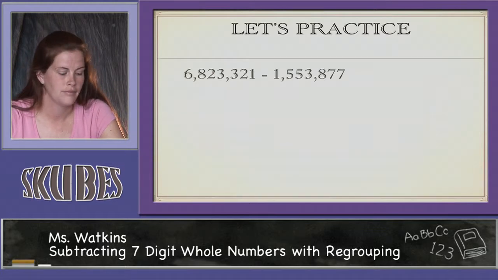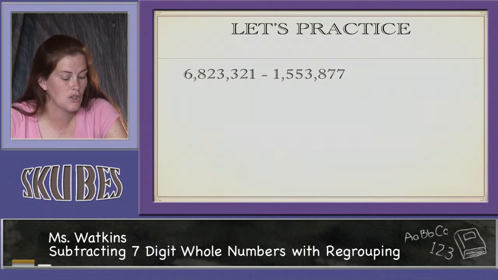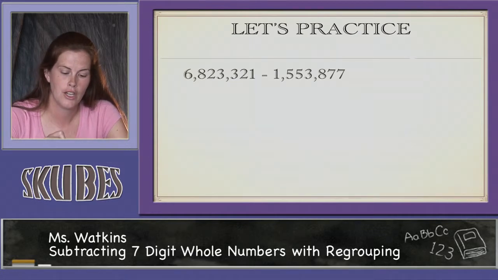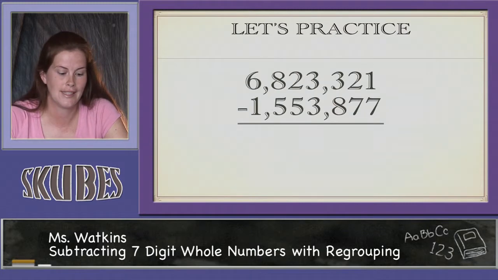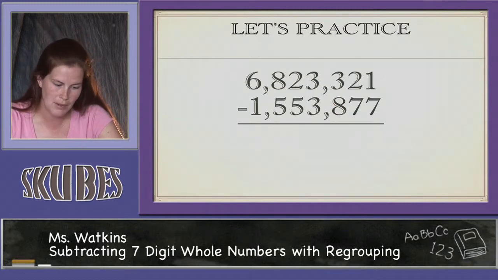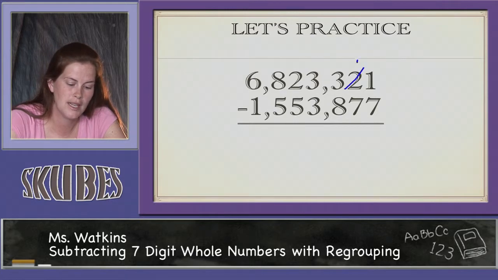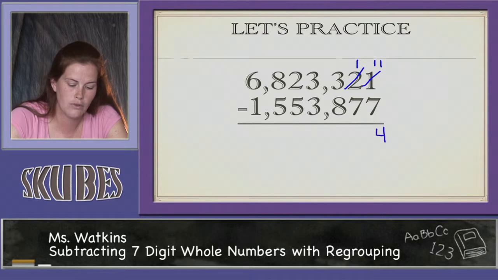Okay, let's look at our next problem. We have 6,823,321 minus 1,553,877. All right, now I already have them stacked here, so let's work them out. Starting with our ones place, we already need to regroup. So we're going to come to our tens place. This 2 becomes a 1, and this 1 becomes an 11. 11 minus 7 equals 4.